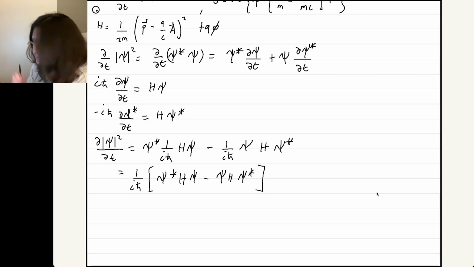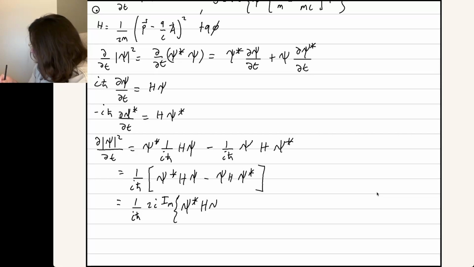Now, the second term is just the complex conjugate of the first term, right? That's kind of how we derived it. So that means that we can rewrite it by multiplying by 2i and just taking the imaginary part of the first term. So we're doing the imaginary part of psi star Hamiltonian psi.